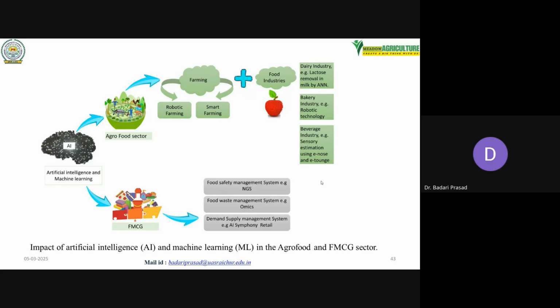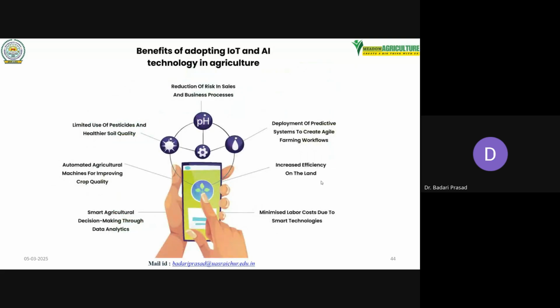Like beverage industries, where sensory estimation using e-nose and e-tongue. See, these are the new terms we are learning, e-nose and e-tongue. So for checking the smell or aroma of a particular wine and taste of that wine. Earlier, the people used to hire people for these two purposes. Nowadays, without the intervention of any human being, the machines are giving very accurate data on the smell and taste.